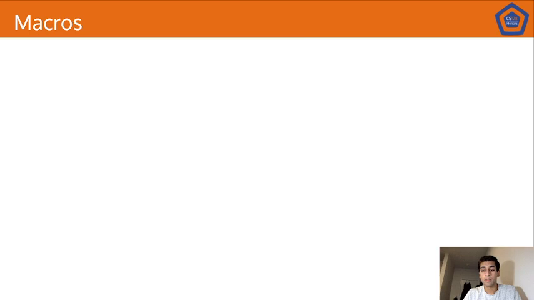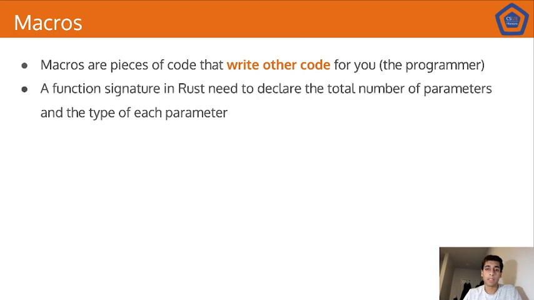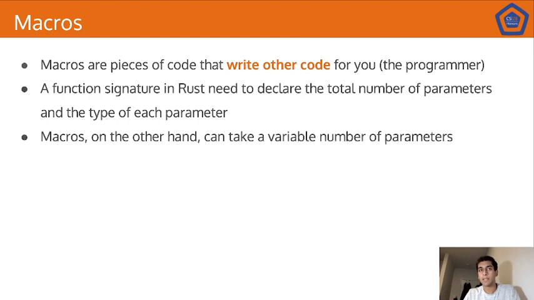Macros are a way to sort of write code using other code. They make your life as the programmer a lot easier. So usually in Rust, when you'd want to declare a function signature or use a function, you have a specific constant number of parameters, and each parameter has a specific type. Macros are a little bit different. They have a variable number of parameters and can take different types of parameters in different locations. I'll show you what this means.